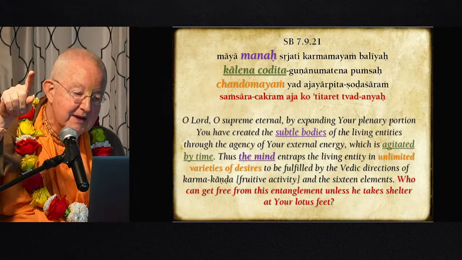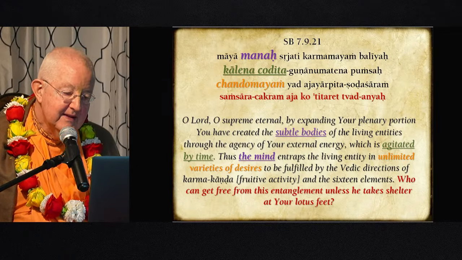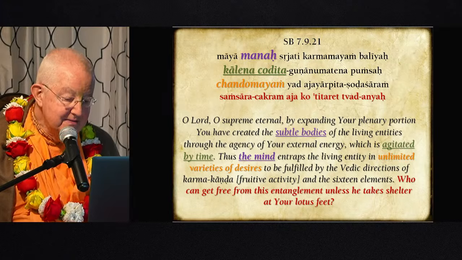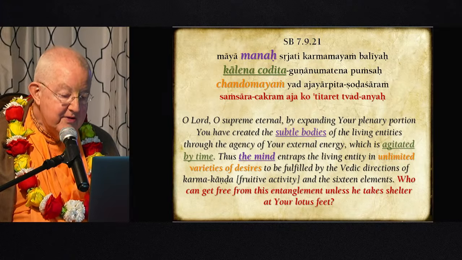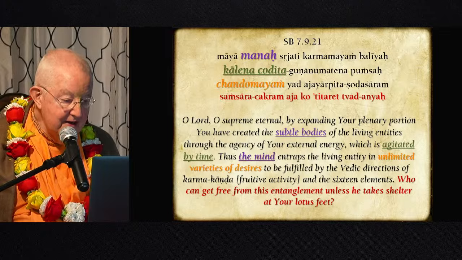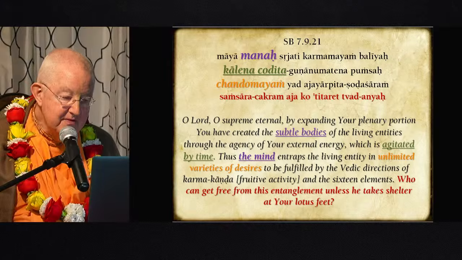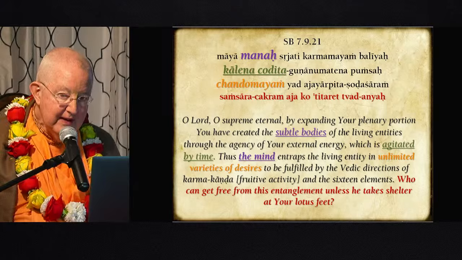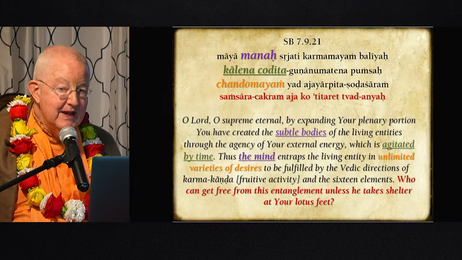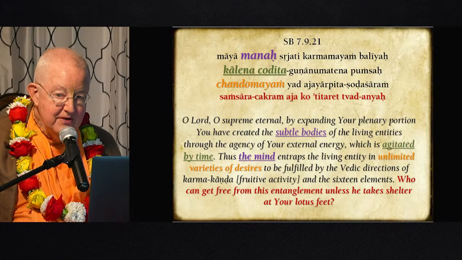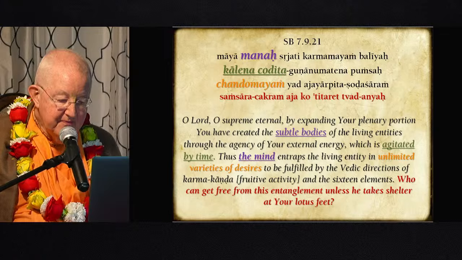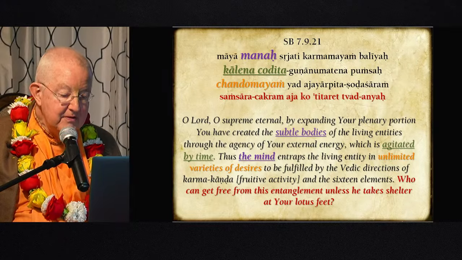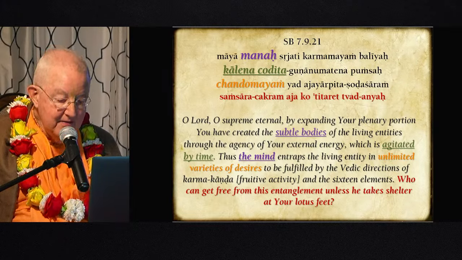It's right in the second line, Kalena Chodita. By agitation of time. Thus the mind entraps a living entity in unlimited desires. We'll see this word a few times, so get used to it. Chandomayam. Chandomayam. We're going to hear from our acharyas what the Sanskrit dictionary says, what the meaning of chanda or chando is. Unlimited varieties of desires to be fulfilled by the Vedic directions of Karmakanda.